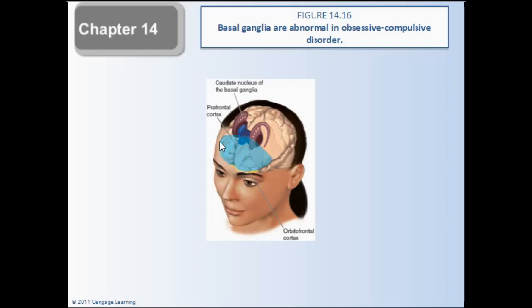And that's this region right here, right above the eyes. And reward pairing may cause repetitive actions like hand washing to receive a reward in mice models of OCD.